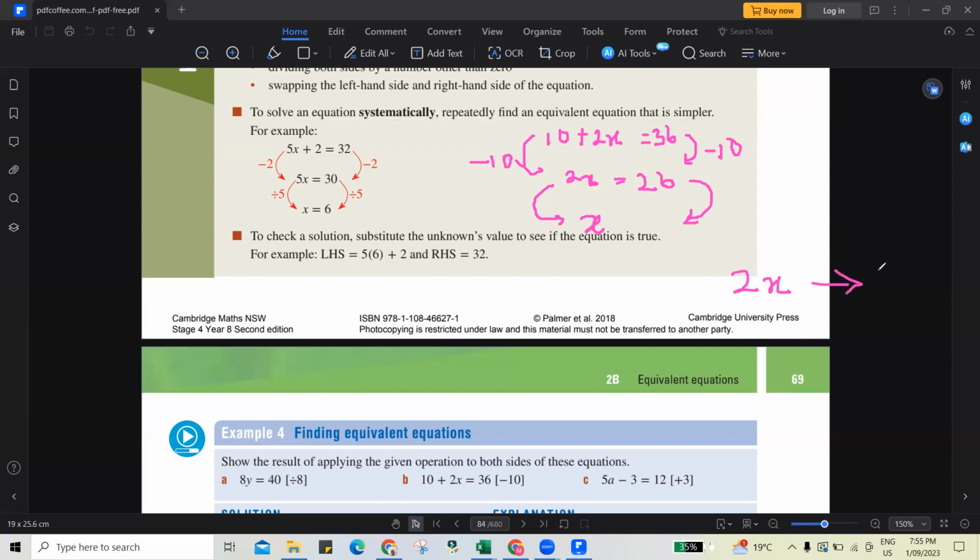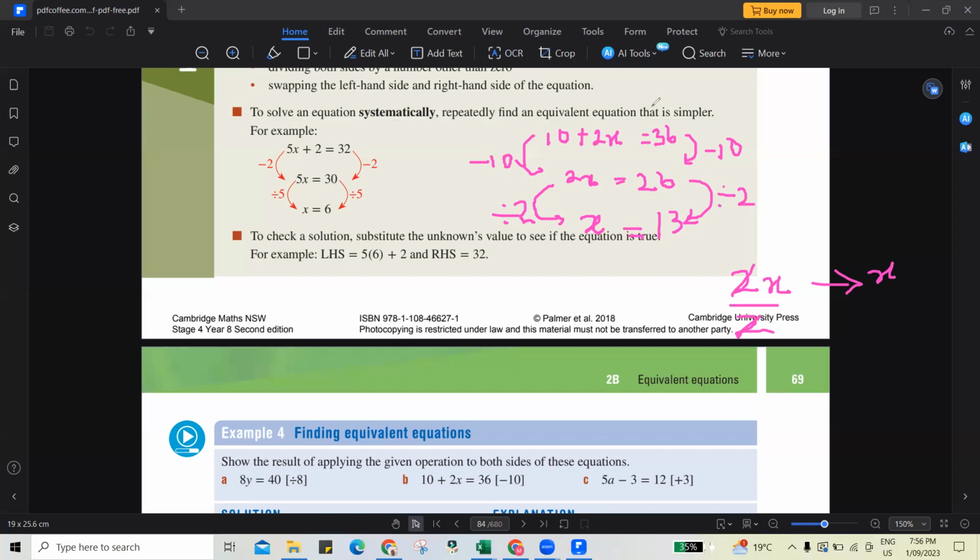What should you do? Here divide by 2. Then you divide by 2, right? Then 2 to 2 cancel, that's it. Likewise, you have to divide by 2. 26 divided by 2? 13. x equals 13. Got it? 2 steps. Take away 10, divide by 2. And we go for the next one.